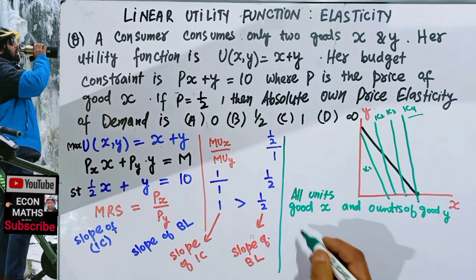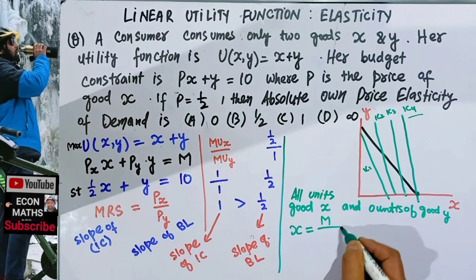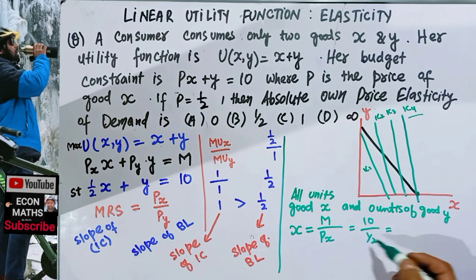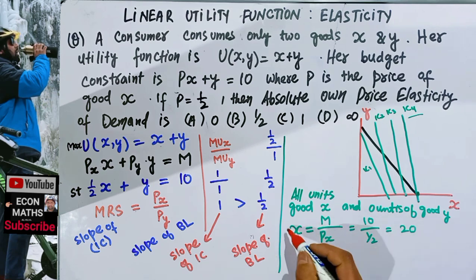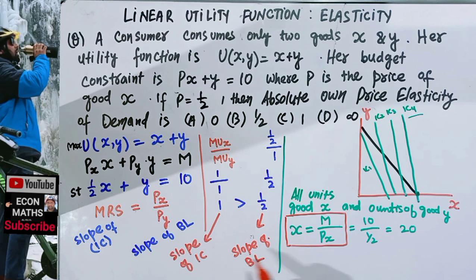So what will consumer consume? That means X will be equal to total income upon price of good X. Total income is 10, price of good X is 1 upon 2. This comes out to be 20. That means consumer will consume 20 units of good X and 0 units of good Y. So this will be the demand function when slope of indifference curve is greater than slope of budget line.